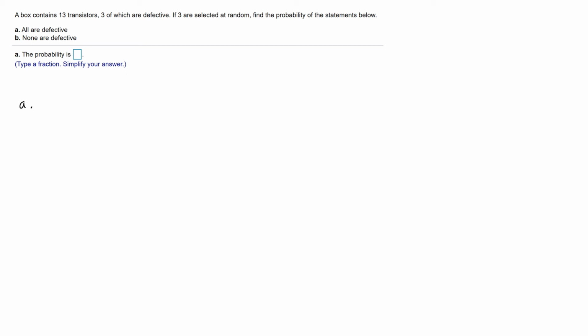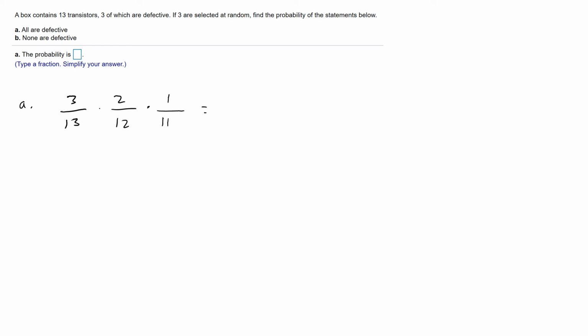Well, if I randomly select a transistor, the probability that it's defective is 3 over 13, right? There are 3 that are bad out of 13. Now, once I take that transistor and put it to the side, there are going to be 2 defective left out of a total of 12. So the probability of selecting a defective one on the second trial is 2 over 12. And then once I put that aside, there's 1 defective left out of a total of 11.